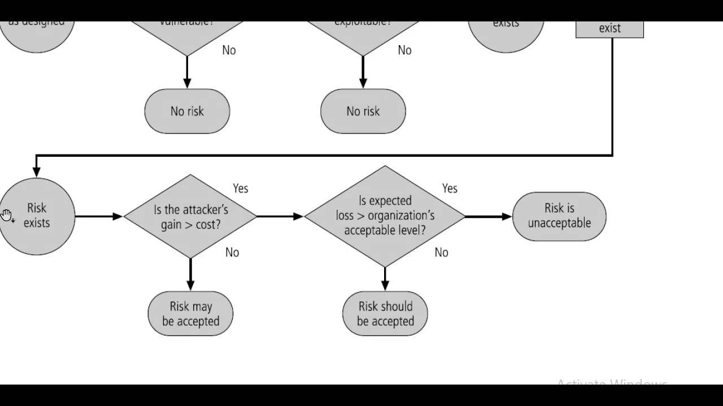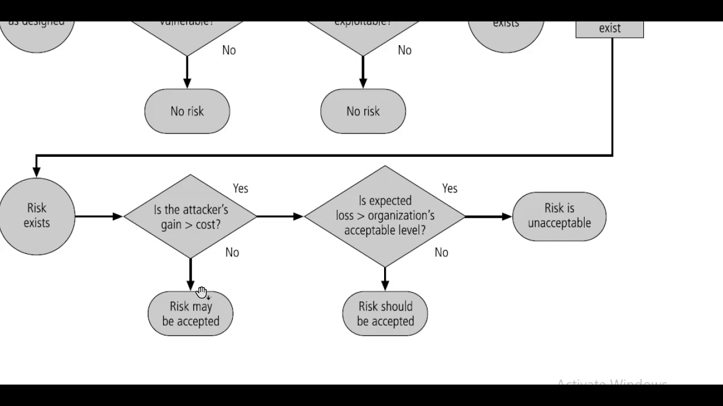Now first we should see if the attacker's gain is higher than the cost. Is what the attacker will gain higher than the cost that we are implying? If no, which means that this risk might be acceptable. If what the attacker gains is less than the cost that we might imply to control, which means that this risk is acceptable.